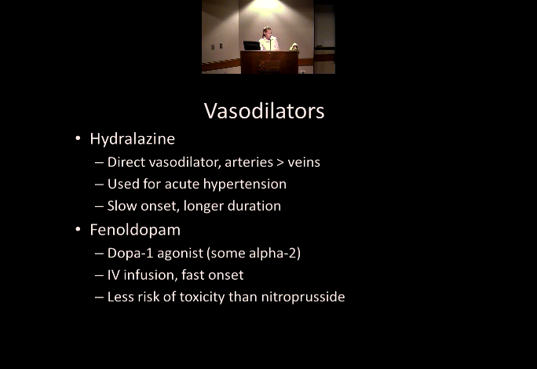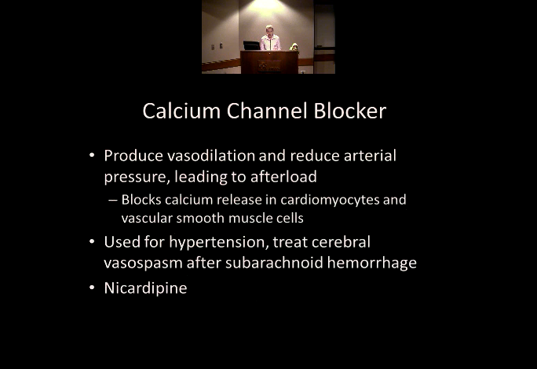So fenoldopam is a dopamine-1 agonist. It has some alpha-2 action. Alpha-2 is sort of the opposite of alpha-1. It's going to cause relaxation. It's got fast onset as an IV infusion. It has less toxicity than sodium nitroprusside. It's not really used much here in the U.S. It's more of an international drug, but it is in y'all's book, so worth looking over. So those were our vasodilators.